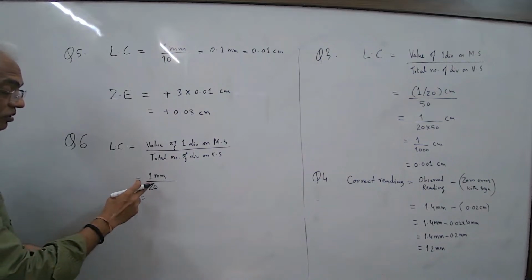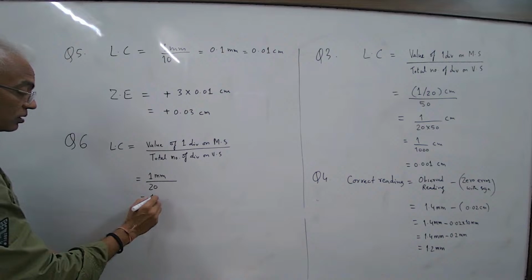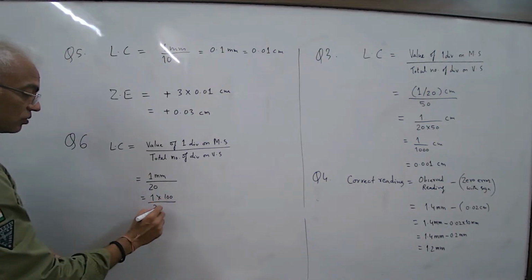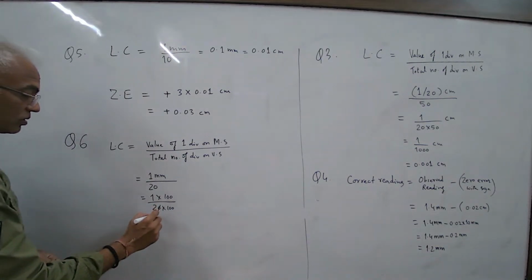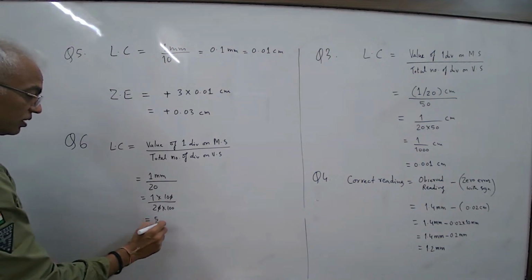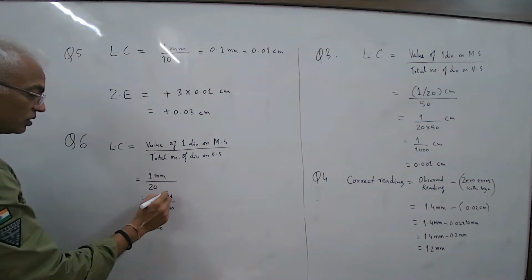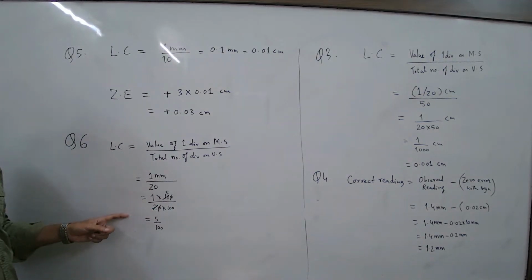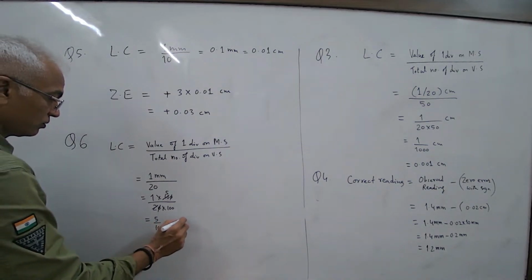So how to solve? Your numerator is smaller, so multiply by a bigger number, 100. 20 into 100. Now cut 1 zero from here. So this is 5. 5 by 100. This is a technique I am telling you: when the numerator is small, multiply by 10 or 100. What is it? 0.05.